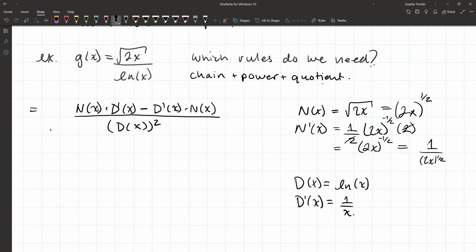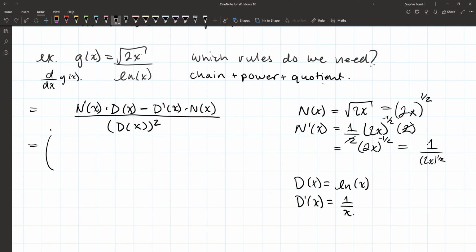So we have that, which is d dx of this. And so let's start summing some stuff in. So for our numerator, we have 2x to the 1/2 times the derivative of our denominator, which we found to be 1 over x, minus, oh no, this isn't prime, this is prime.